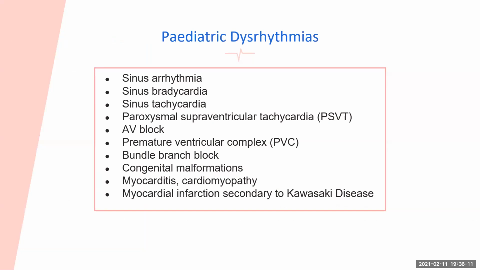Next. Basically this is just for you to know the types of pediatric dysrhythmia. The patients might present with sinus arrhythmia, sinus bradycardia or sinus tachycardia, paroxysmal supraventricular tachycardia, heart block, premature ventricular complex, bundle branch block. Basically these are almost similar to the adults, but with additional dysrhythmia in pediatrics, they might have myocarditis or cardiomyopathy as well as myocardial infarction due to Kawasaki disease complication.